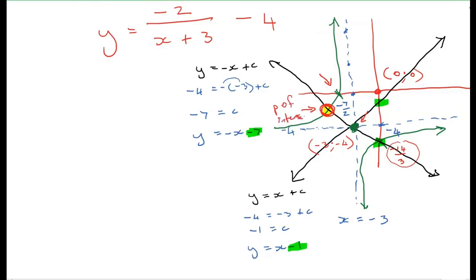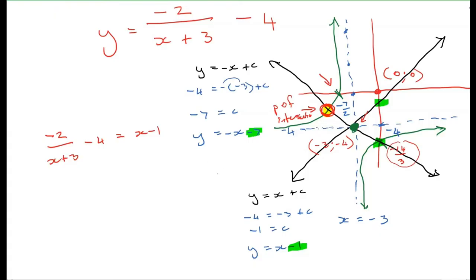Right. And I see some very lovely answers coming through here. How do we find a point of intersection? You literally make the graphs equal. Why? Because they're equal there. So we're going to say -2 over x plus 3, minus 4, is equal to x minus 1. Mathy, it's going to become quadratic.